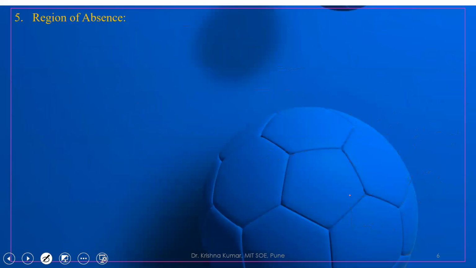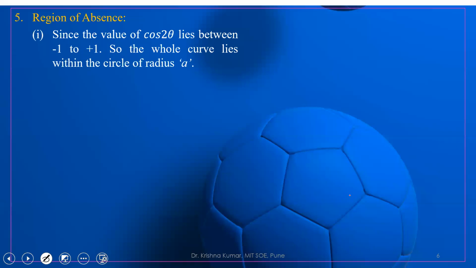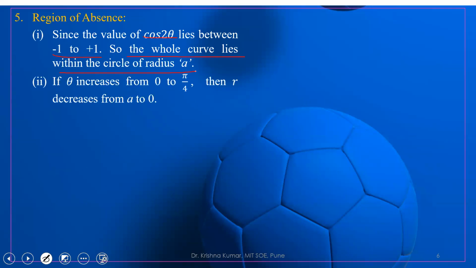Next one, reason of absence. Since the value of cos 2 theta lies between -1 to +1, the whole curve lies within the circle of radius A. We have already told you that all rose curves lie inside the circle of radius A. If theta increases from 0 to pi by 4, then r decreases from A to 0. Correct? Because r equal to A cos 2 theta. You put theta equal to 0, r equal to A. If theta equal to pi by 4, r equal to 0. Correct? So if theta increases from 0 to pi by 4, then the value of r decreases from A to 0.